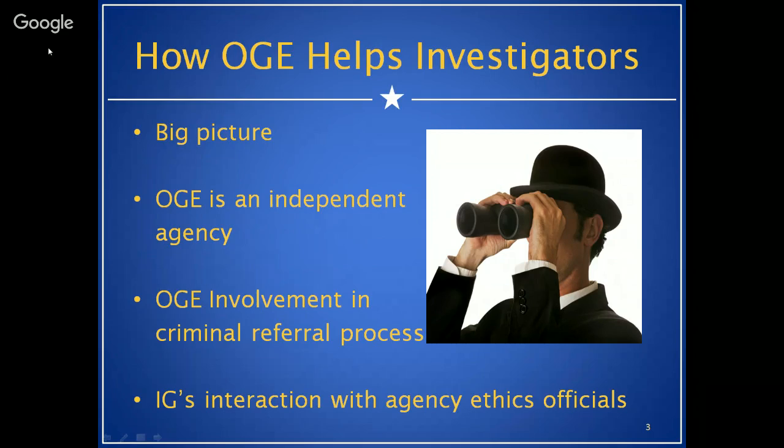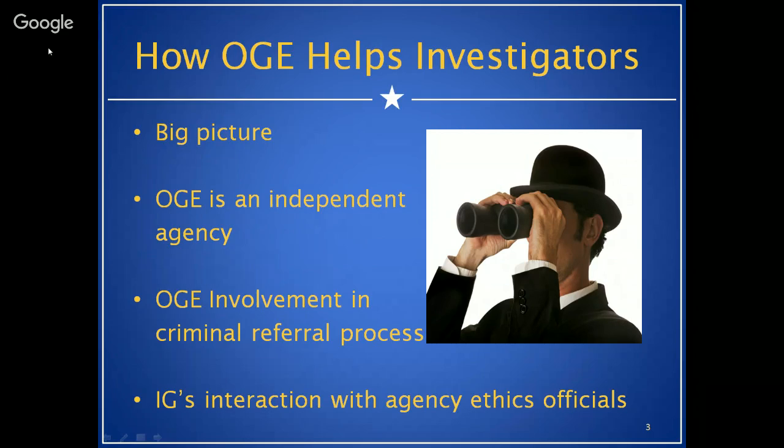Now, next, OGE is an independent agency, and all that really means is that we're not part of another agency, and our director is appointed directly by the president. Sometimes we can help IG investigators with an independent or objective look at the facts of a case and act as a sounding board for IGs.